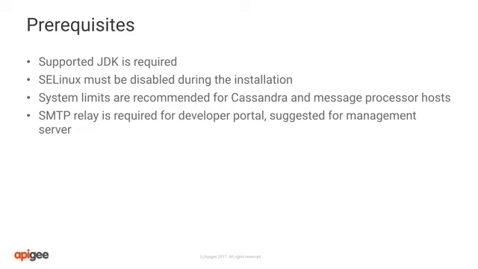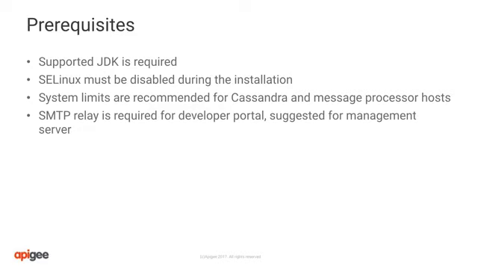SELinux must be temporarily disabled for the installation to succeed. You can re-enable it after the installation completes. On Cassandra and message processor hosts, there are a few system limits that you should set. They are detailed in the installation requirements I referenced earlier.